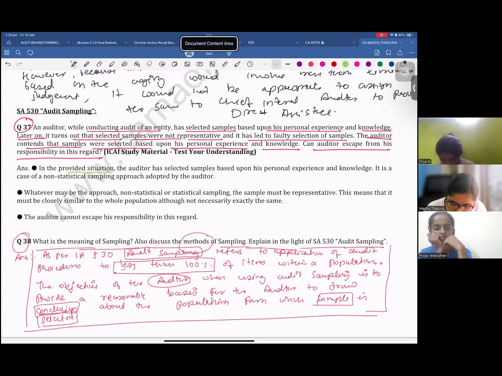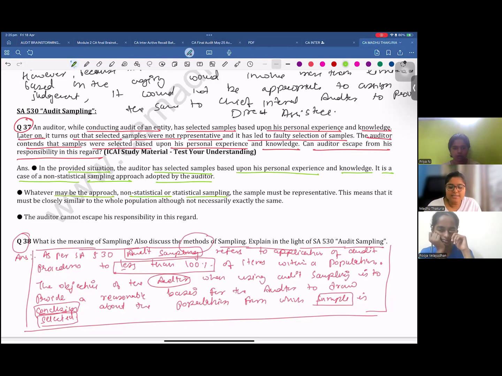In the provided situation, the auditor has selected a sample based on his personal experience and knowledge. It is a case of non-statistical sampling approach adopted by the auditor. Whatever may be the approach, non-statistical or statistical sampling, the sample must be representative, which means that it must be closely similar to the whole population, although not necessarily exactly the same. Hence, the auditor cannot escape his responsibility. This is your book question only, right? Test your understanding.